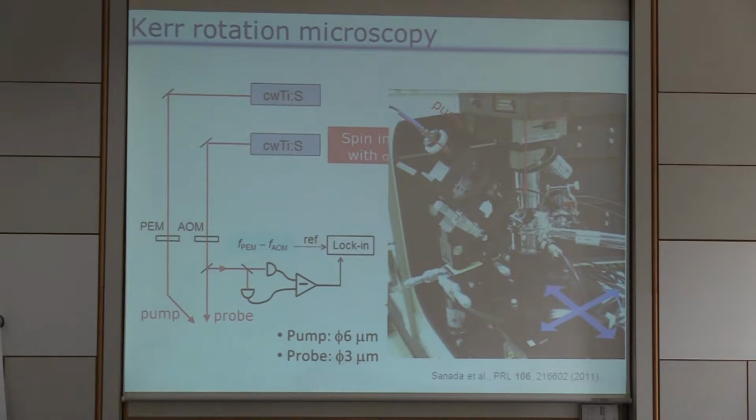This is the real image of our sample, our setup. This is a cryostat, and the sample is in it. The cryostat is on the XY stage, and on the same XY stage we prepare the pump beam excitation unit. So the pump beam is fixed at the same position on the sample, and the probe beam comes from this objective lens. So if we scan the XY stage, we scan only the probe position.